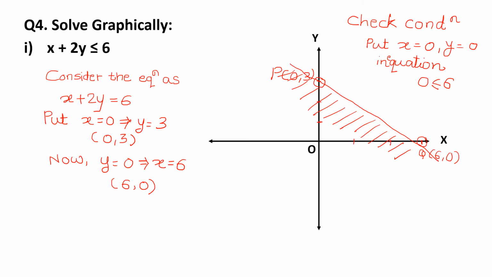Now I should decide whether it is the origin side or the non-origin side. For it, I have to check the condition. Put x is equal to 0, y is equal to 0 in the inequality. The condition comes out to be 0 less than or equal to 6. 0 is less than 6, hence the condition is satisfied. So I should choose now the origin side as the solution.